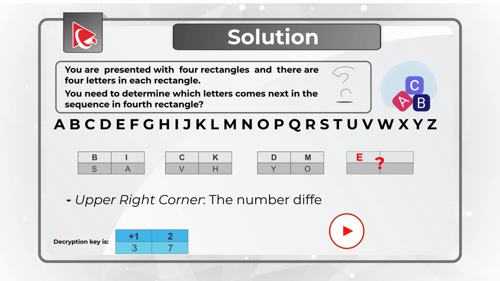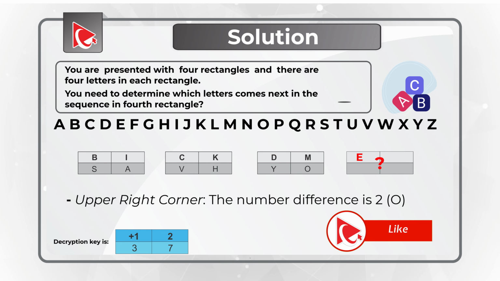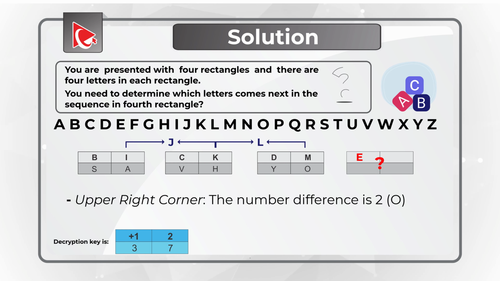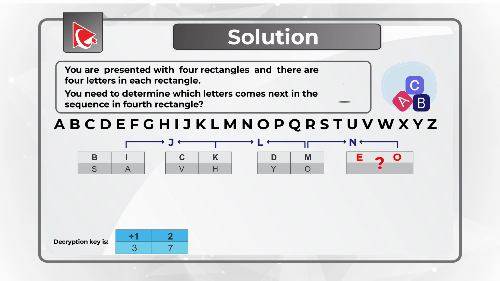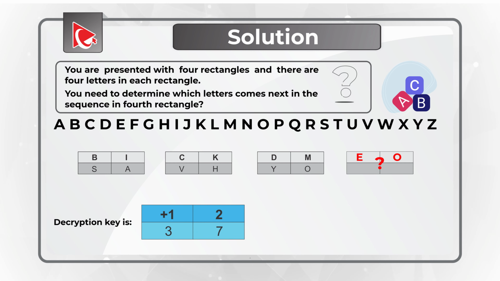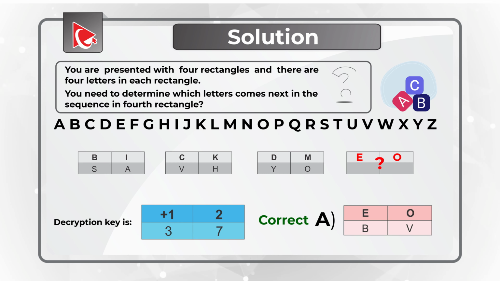Now let's look at the upper right corner of the rectangles. In the main sequence, the letters are I, K, and M. And if you know the English alphabet, H, I, J, which is missing K, L, next is M, and O, which means that the increment is 2, which matches the second number in our decryption key. If we look at the answers, we already know that the correct choice here is choice A, because the upper row letters are E and O only in this choice.